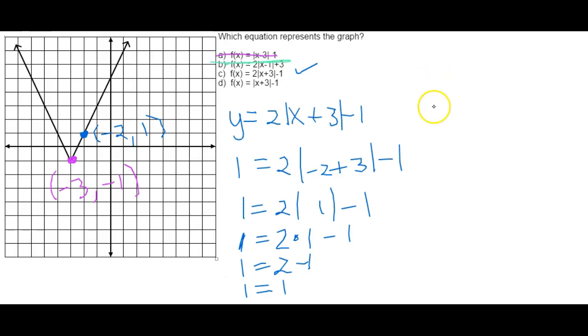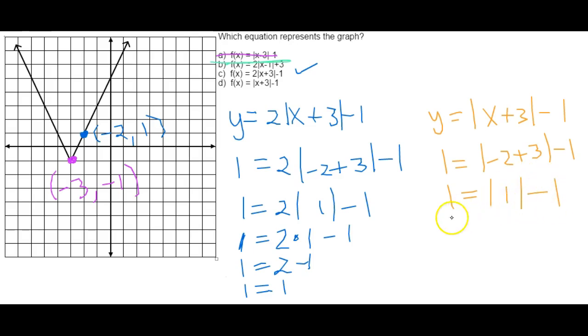So most likely when we try the second point on D, it is not going to work. Plug in 1 and -2. -2 plus 3 is 1. Absolute value of 1 is 1. And 1 minus 1 is 0. So for sure D is not the answer, and the answer is C.